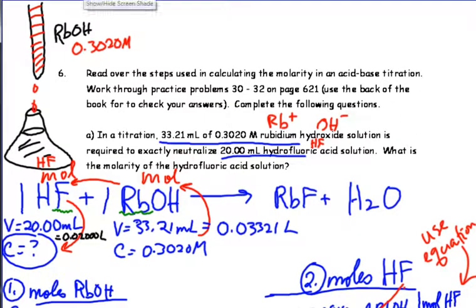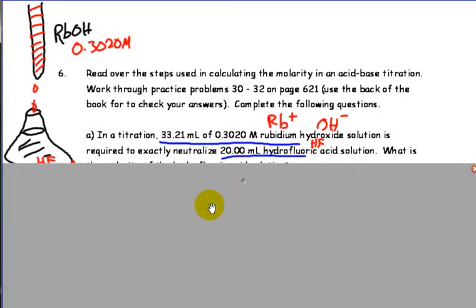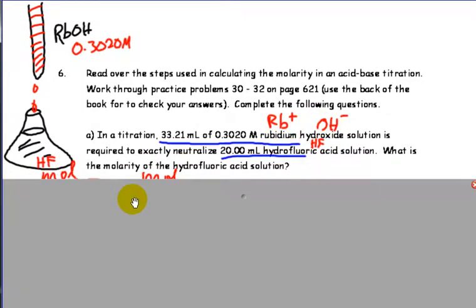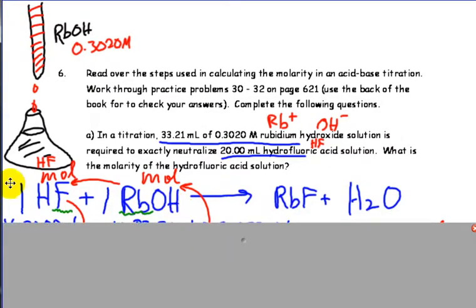Okay, so we'll look through a couple of examples here. The first one: in a titration, 33.21 mL of a 0.3020 molar rubidium hydroxide solution is required to exactly neutralize 20 mL of a hydrofluoric acid solution. What is the molarity or concentration of the hydrofluoric acid solution? First of all, you need to have the balanced equation. This is a nice one because it's a 1 to 1 to 1 to 1.